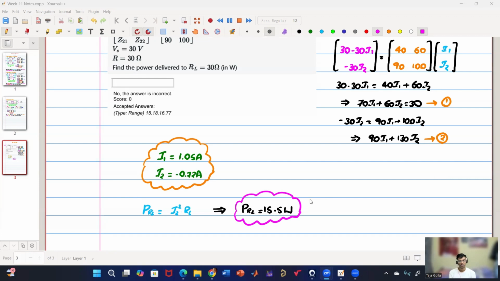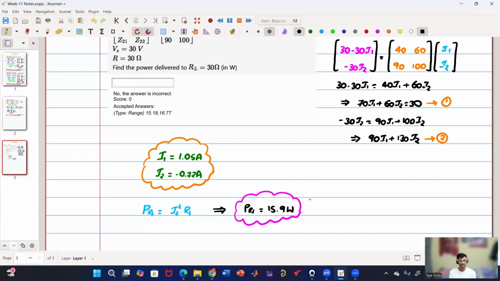I'm getting 15.99 watts. So I was also getting like that. I was getting 15.94. So Chandrasekhar, kindly check your calculation. I was getting around 15.9 watts for RL. So kindly check your calculation. Okay. Thanks for letting me know.